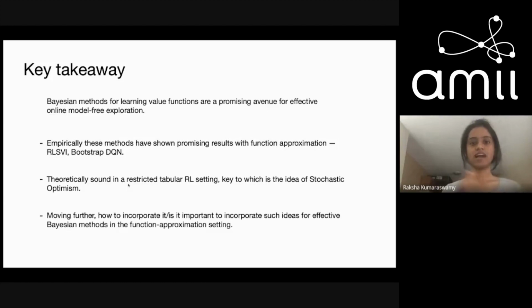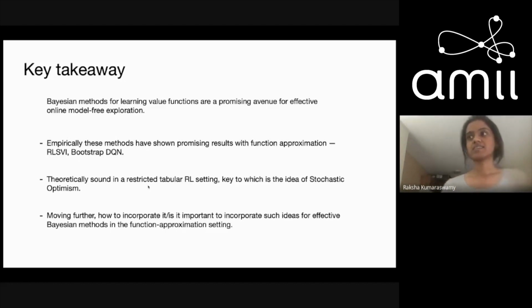But in this large umbrella of buzzwords, are there any methods that exist right now? Yeah, there are, which is this idea of RLSVI and Bootstrap DQL. Both of them are methods which have shown promising empirical results. But on the theoretical side, RLSVI in particular has been shown to have promising theoretical guarantees with this key idea of stochastic optimism. So moving along, what we are thinking about is how important is the idea of stochastic optimism, or how exactly should we go about deriving effective online model-free exploration methods, Bayesian value functions.